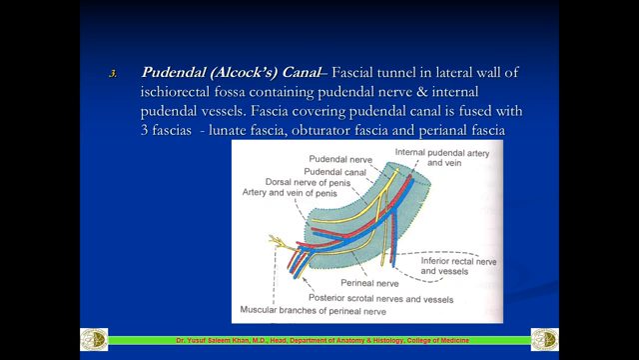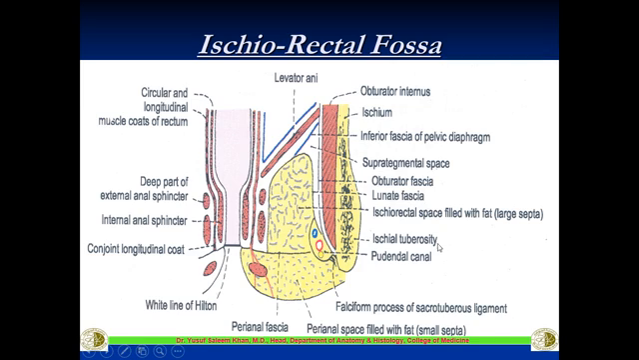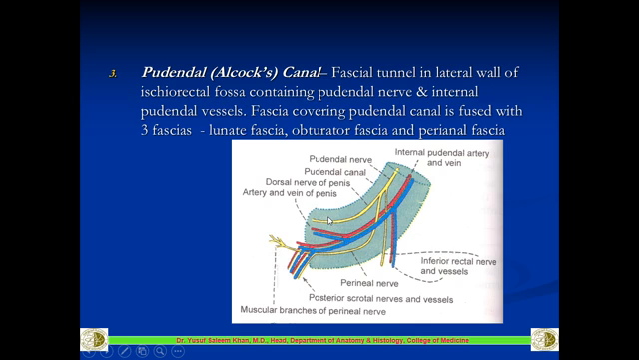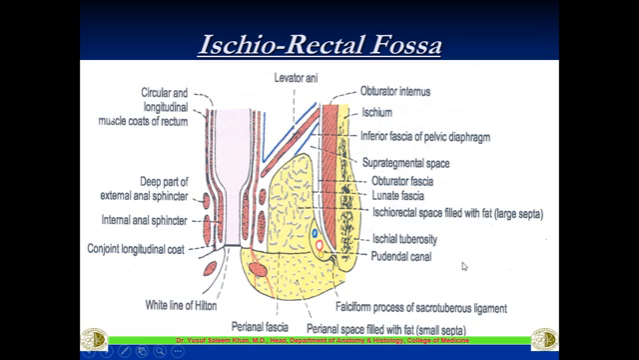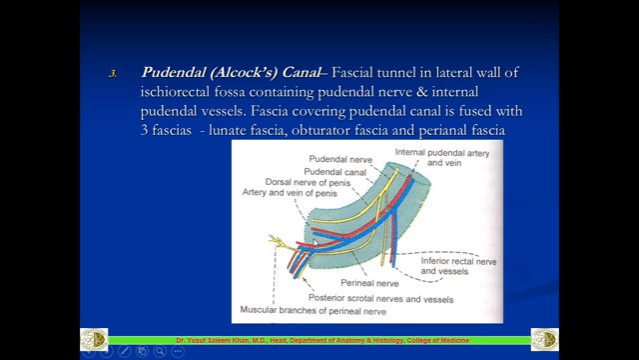Now coming to the third and the most important, that is the pudendal canal, also called as the Alcock's canal. So here is the pudendal canal, a very important content of this ischiorectal fossa. Okay, so this is a fascial tunnel in the lateral wall of the ischiorectal fossa containing pudendal nerve as well as the internal pudendal vessels. Very important structures. If you can see here, it is a fascial tunnel, and this tunnel will help in the passage of these very important structures.